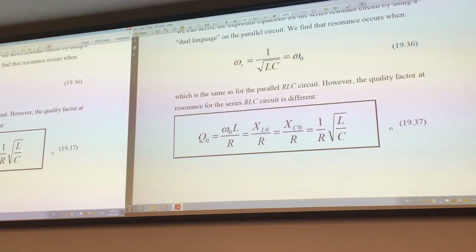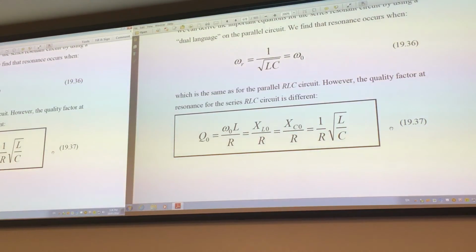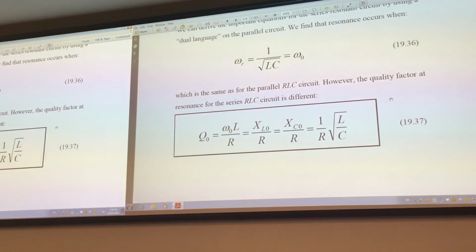So omega 0 is our undamped resonant frequency, or undamped natural frequency. Very often we swap these terms, resonant and natural frequency, because they may be the same or very close. But there are circuits in which these frequencies are completely different.